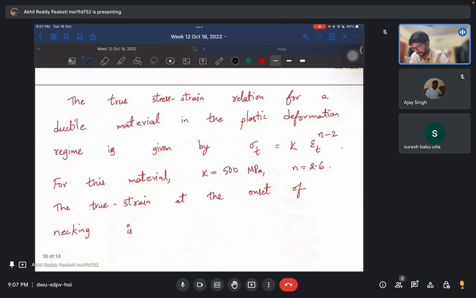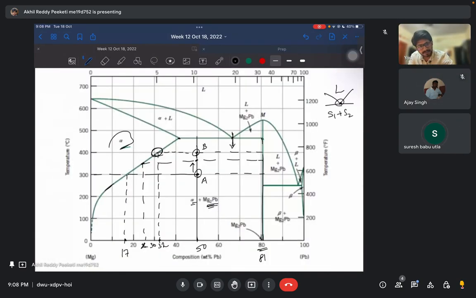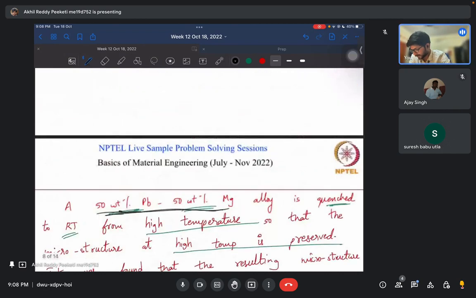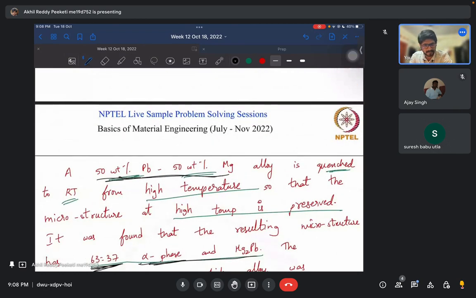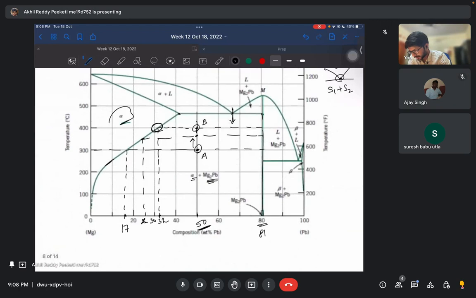Okay. So again, next question. Which 50? 50 weight percent PB. Yeah? So this is that point, right? 50. The x-axis composition weight percent PB.